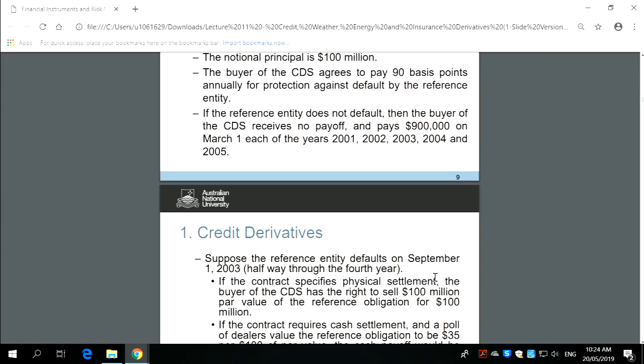Yes, it sounds like a put option. When the value is lower than a certain level, then the company defaults. Then if that happens, you get a payoff, yes.